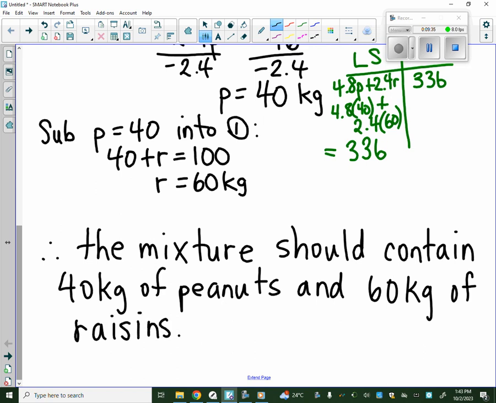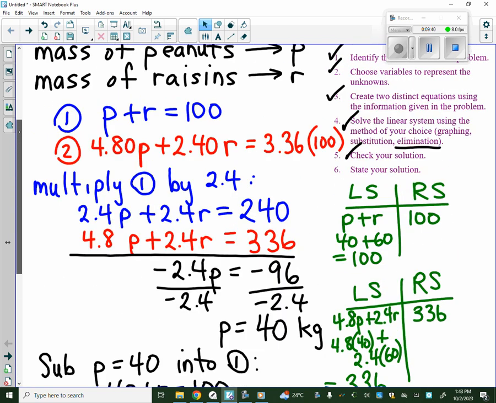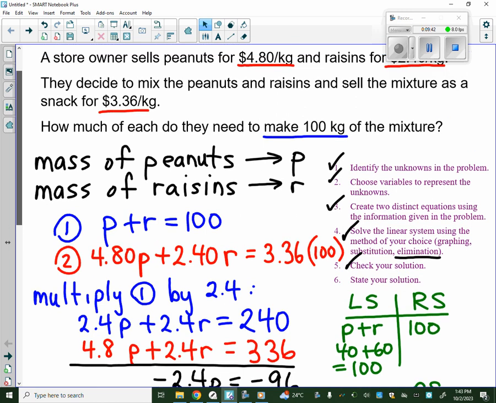All right. So there is a good example of a mixture problem, grade 10s. All right.